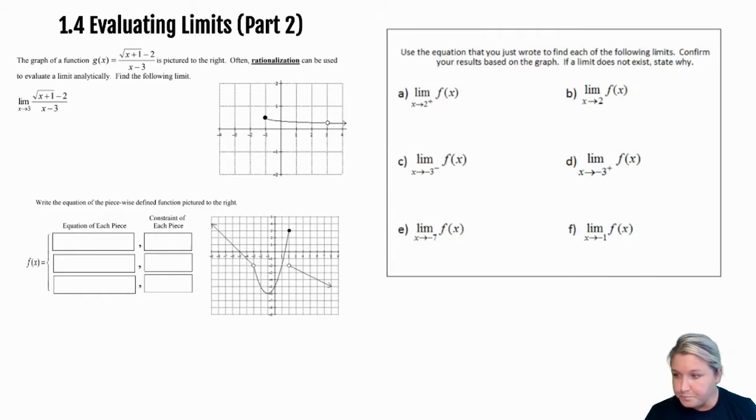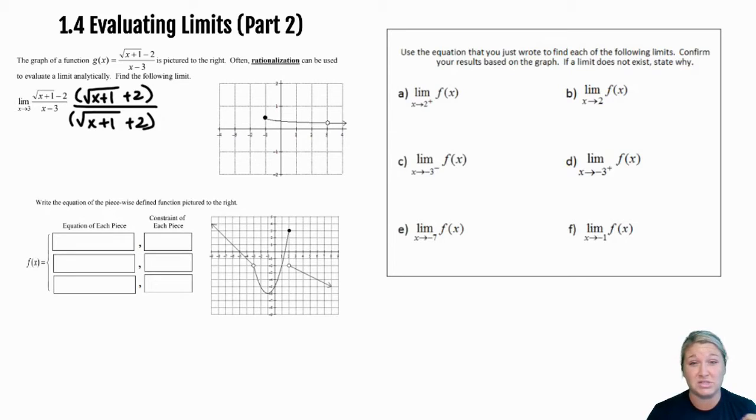So what we're going to do here is multiply by the conjugate. We're going to multiply by the square root of x plus 1 plus 2, divided by the square root of x plus 1 plus 2. Remember, all this is doing is multiplying by 1, because anything divided by itself is 1. And when I multiply by 1, I'm not changing the value of anything.